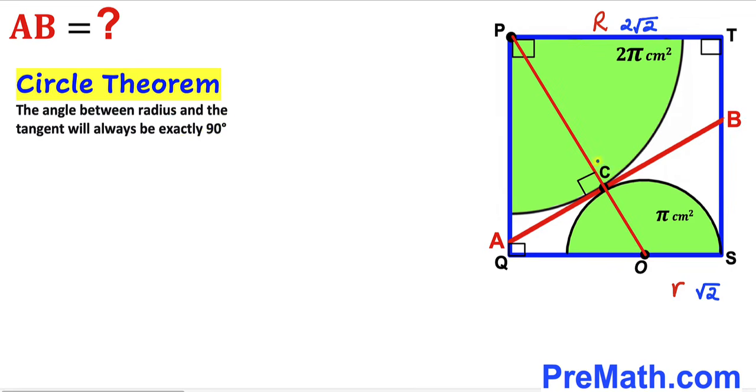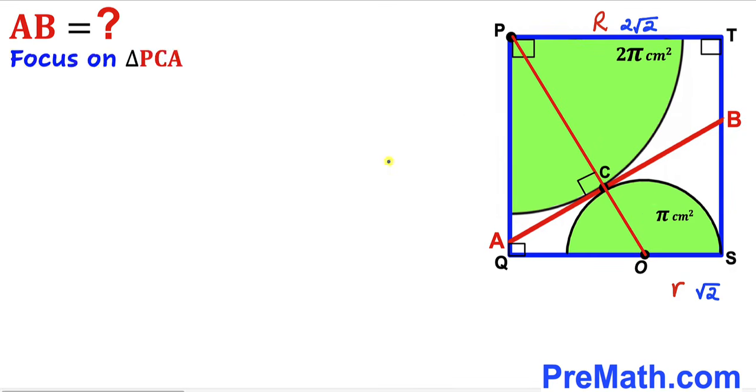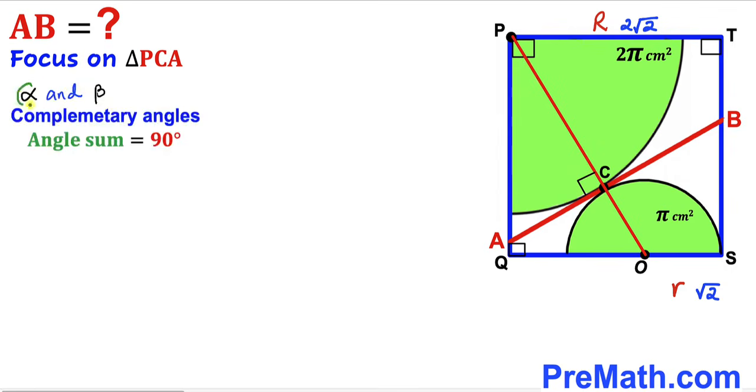So no wonder this angle has got to be 90 degrees, since this AB segment is the tangent line, and this PC and CO are the radii. And now let's focus on this right triangle PCA. Let's assume that alpha and beta are our two complementary angles. In other words, the sum of these two angles, alpha plus beta, must be equal to 90 degrees.